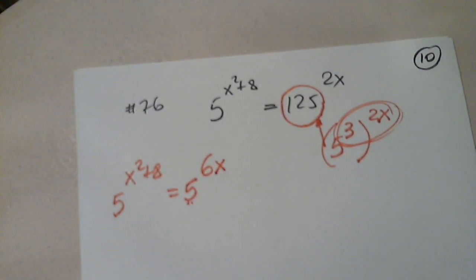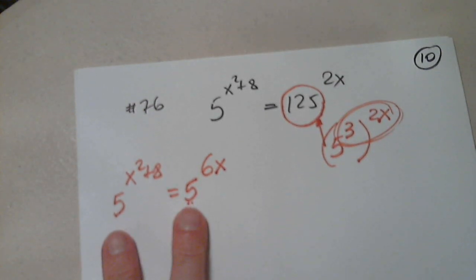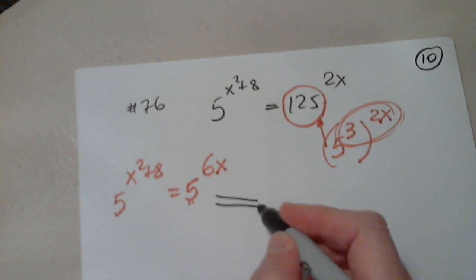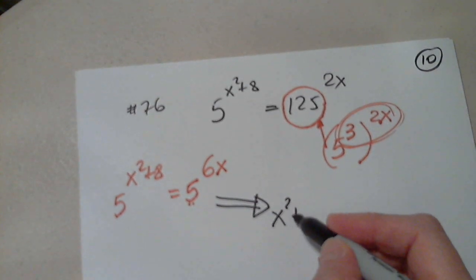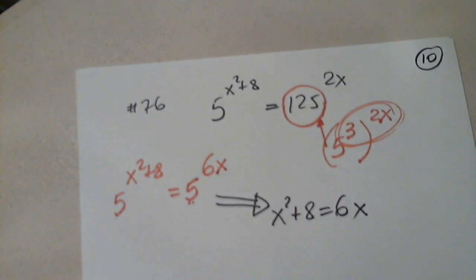So what happens now is two exponential expressions with the same base are equal. What has to happen for these to be equal? And there is only one correct answer. You can set the exponents equal to each other. Of course, it's a must. If they are equal and they have the same base, x squared plus 8 must equal 6x. There is no other way.